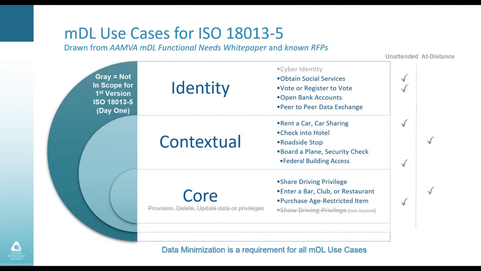So there are certain things that are in fact out of scope in this particular standard. Provisioning, deleting, or updating the data, while those are jurisdictional needs, they're not standardized in ISO 18013. They will be standardized in the future through another ISO standard, 23220. But in day one, in this first release, they're not.